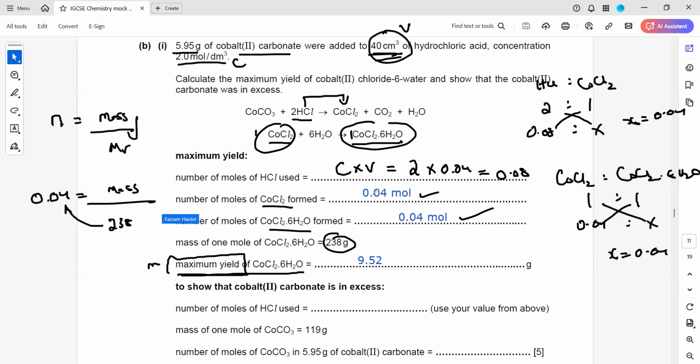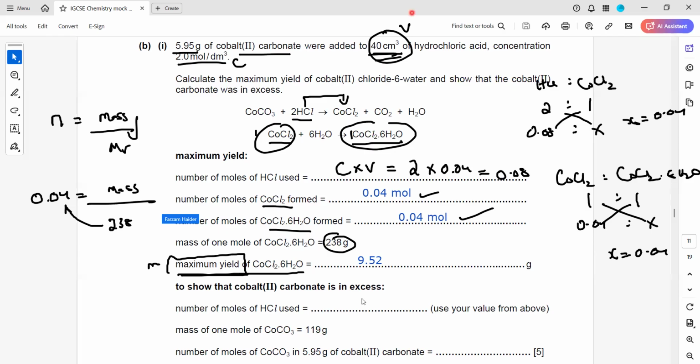That's how we did this question. First, to get the moles of HCl, we use concentration times the volume. To get the moles of cobalt chloride, we use the ratio between hydrochloric acid and cobalt chloride, 2:1. Then to get the moles of hydrated cobalt chloride, we again use a ratio which is also 1:1. And then to get the mass, we just multiply moles with the molar mass. We got the mass in gram. Kilogram or gram? Mass in gram. Always mass will be in gram.